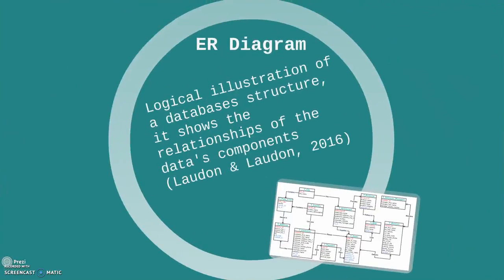The next section is the entity relationship diagram. This is a logical illustration of a database's structure. It shows the relationships of the data's components.